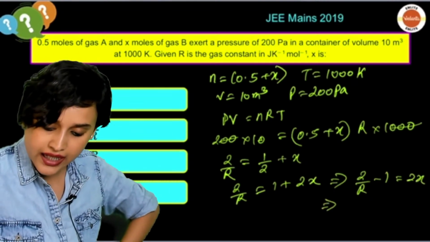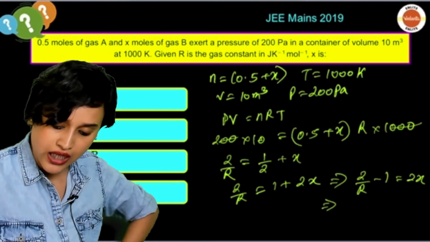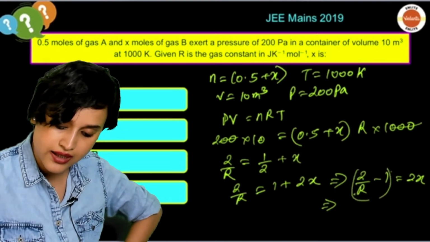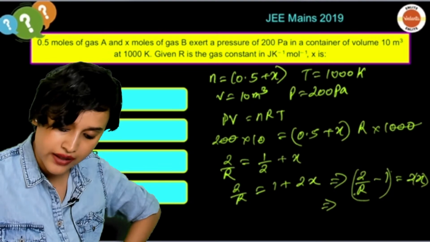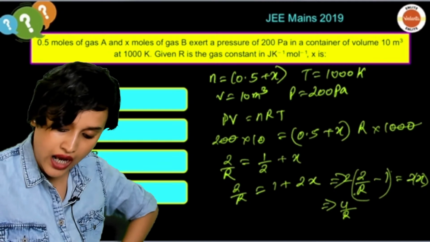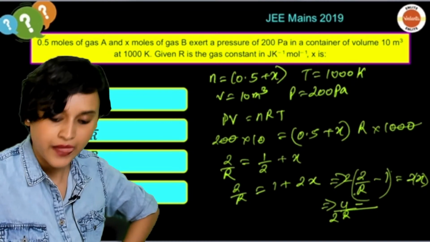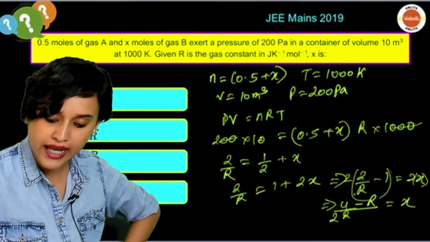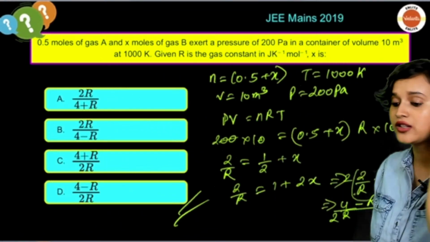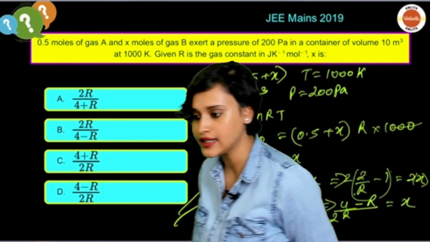That means I can bring this 2 here. Let's say that I multiply 2 both the sides, so this side also I have 2 and this side also I have 2. So 4 by 2R minus R is equal to X. So that means that option D is the correct answer. Please check it out everybody. Is this the answer that you are getting?